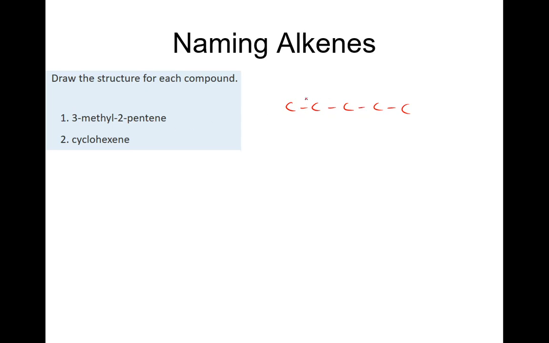So let's go this way. 1, 2, double bond in there. Fine. So that's that part taken care of. And then on the third one, there's a methyl group. 1, 2, 3. There's a methyl group. There it is. It's a branch with 1 carbon. That's the structure. Don't have to draw on the hydrogens.